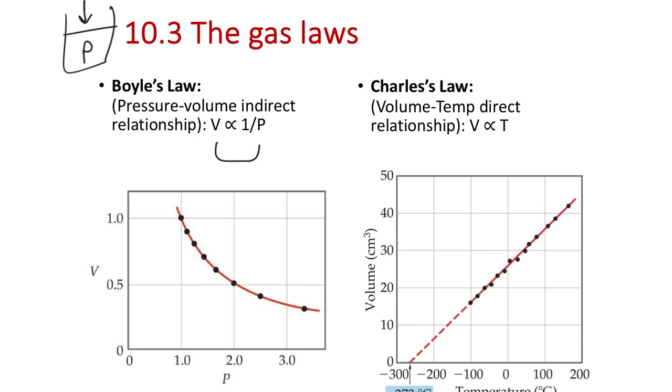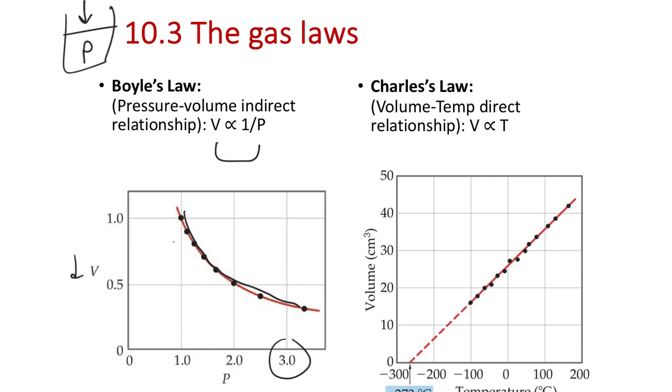So if you press down on your piston, you're increasing the pressure. As you decrease the volume, you can think about how the pressure responds by increasing. So with decreasing volume, we increase the pressure. So we have an inverse relationship here between volume and pressure.